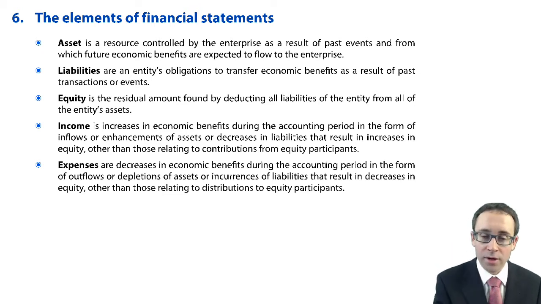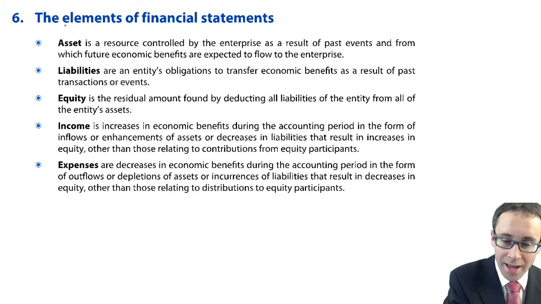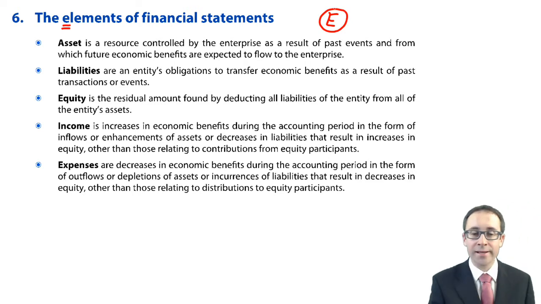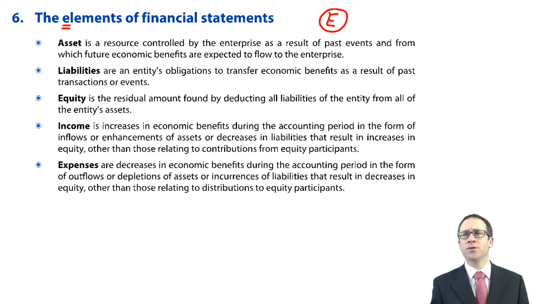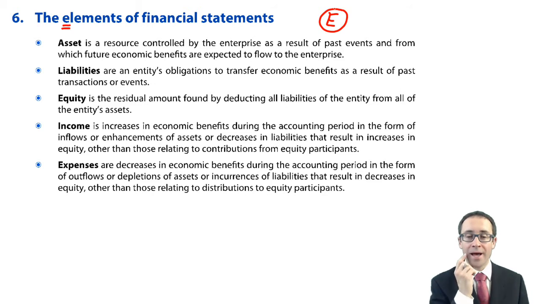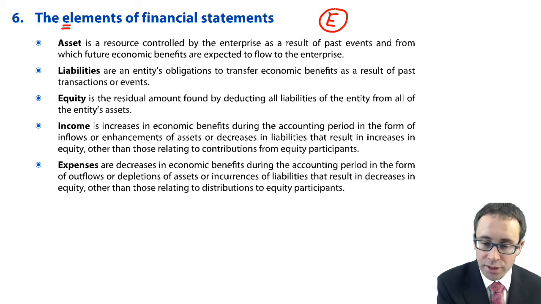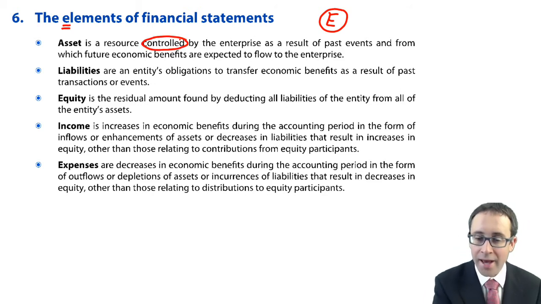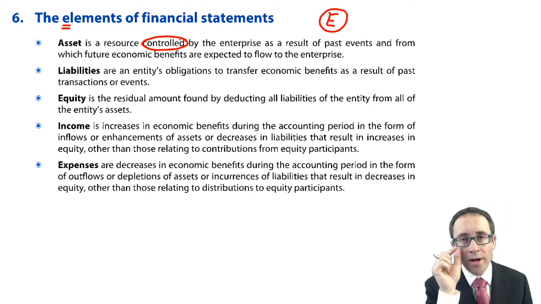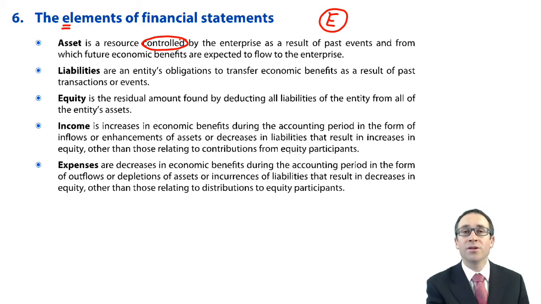Okay. Next one that we're going to look at is the element, so that gives us an E. This gives you definitions of the elements that appear within the financial statements. Here we're looking at assets, liabilities, equity, income, and expense. These need to be learnt. So an asset is a resource that is controlled by an enterprise. That's the key word, I think, within an asset. You don't necessarily have to own it to show an asset. You just have to control it.